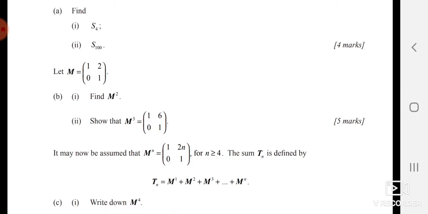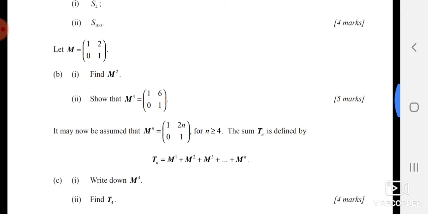Let M be the matrix 1 2, 0 1. Here he is saying find M squared. M squared means you need to multiply the M matrix with the M matrix. I think you are already familiar with multiplication of matrices. So you will follow the rules of matrix multiplication and calculate M squared. And finally you will see that your answer would be 1 4, 0 1. I'm going row-wise basically in this question.